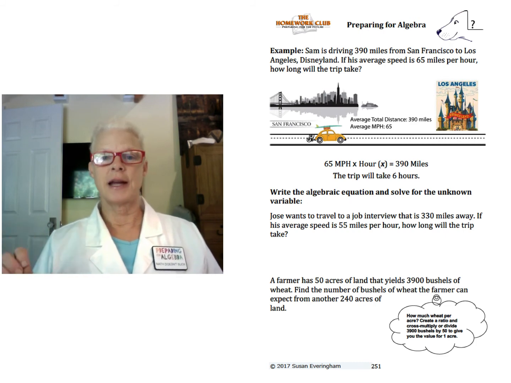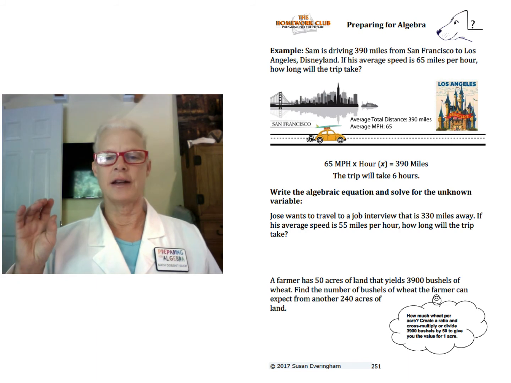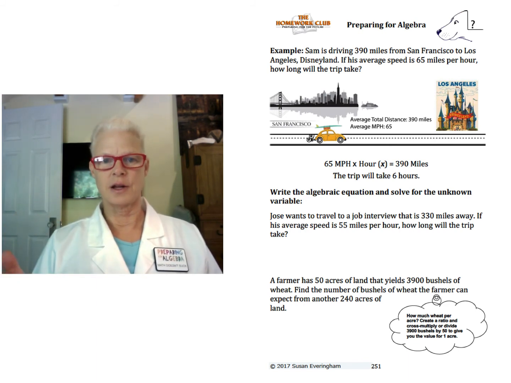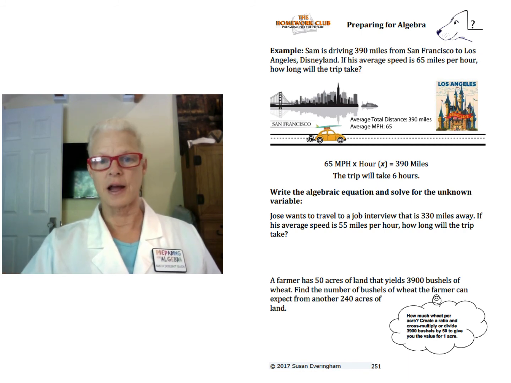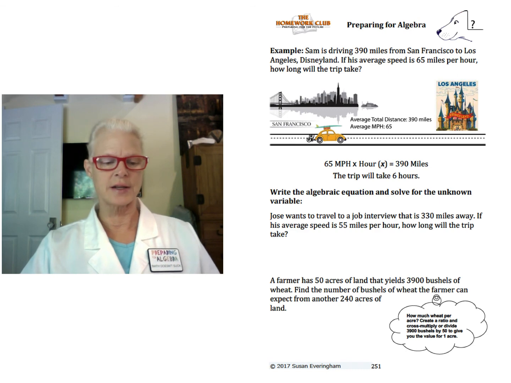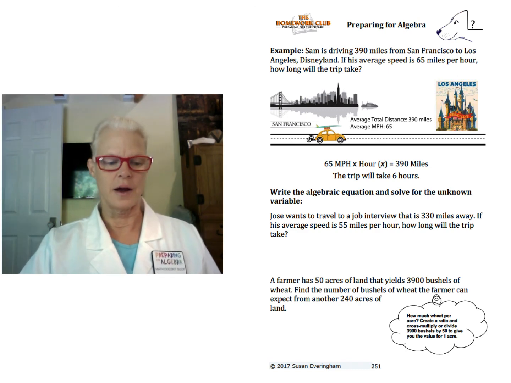The trip takes 6 hours. We divide 65 on both sides of the equation, and that variable, which is hours, becomes 6. Go ahead and write out the algebraic equations for the next 2 problems and solve for the unknown variable.